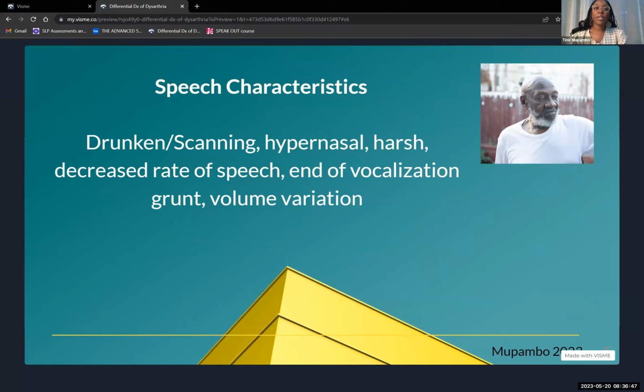And what you hear is that Bill has drunken scanning speech. His speech sounds very slurred. It's very hypernasal, with a harsh tone. He has a decreased rate of speech, end-of-vocalization grunts at the end of every vocalization, and some volume variation as well.